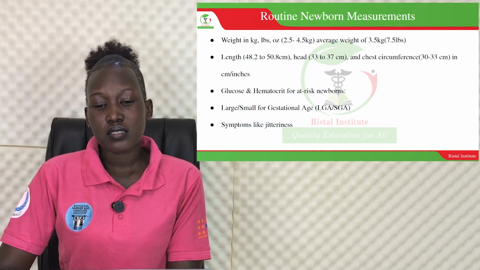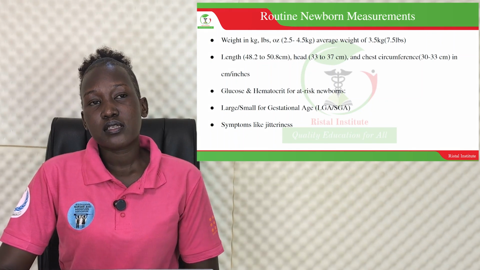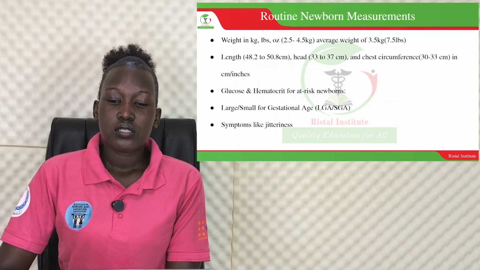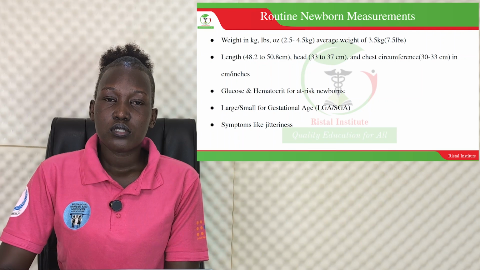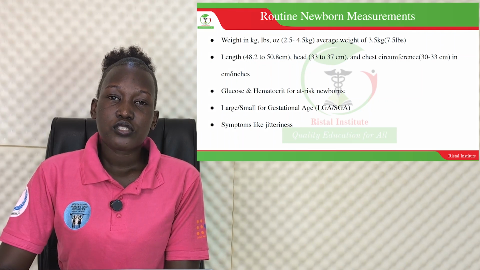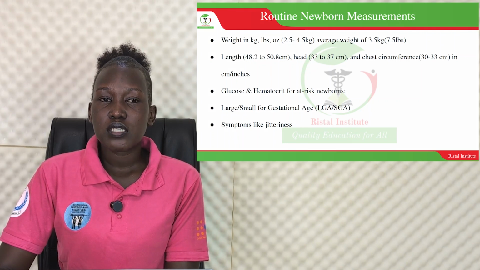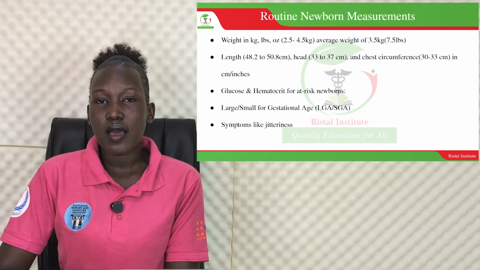Then we have the assessment of the head. We assess the head circumference. The normal head circumference is 33 to 37 centimeters. And then the chest circumference, the normal one is 30 to 33 centimeters at birth.